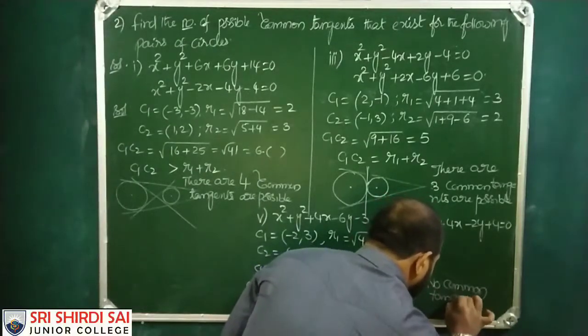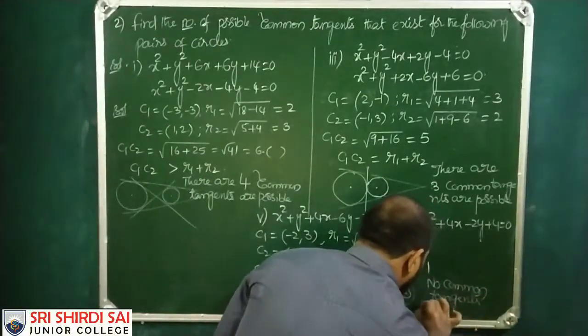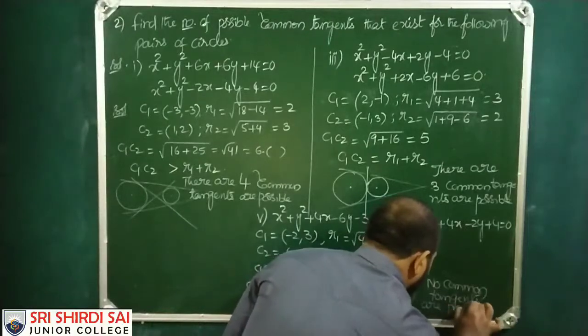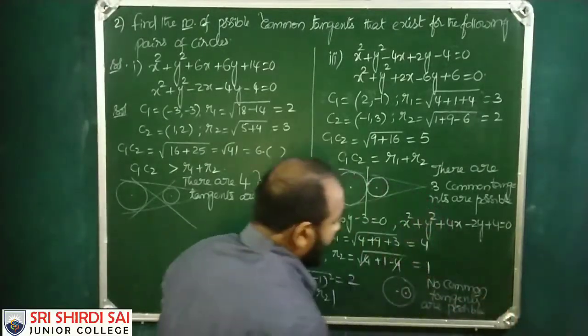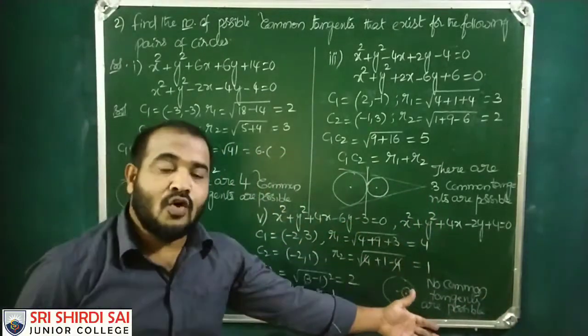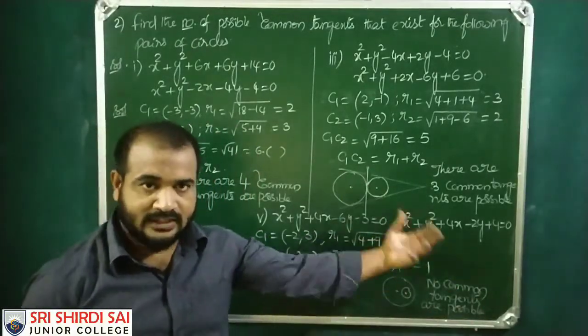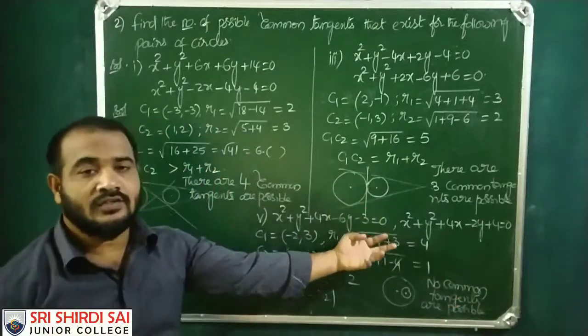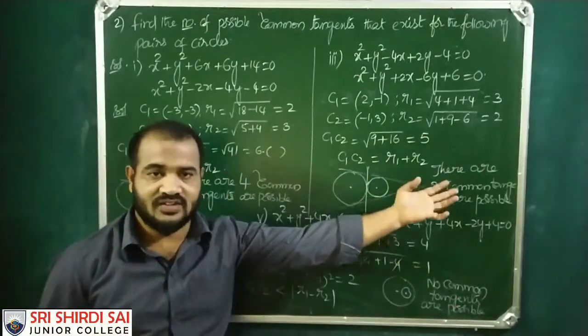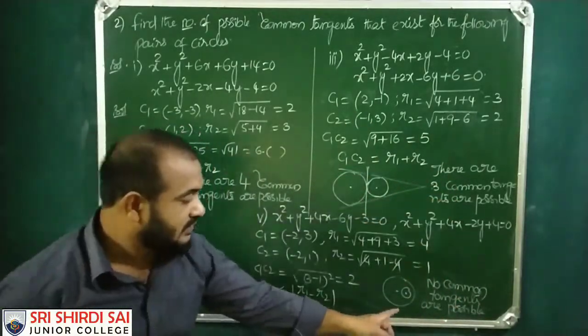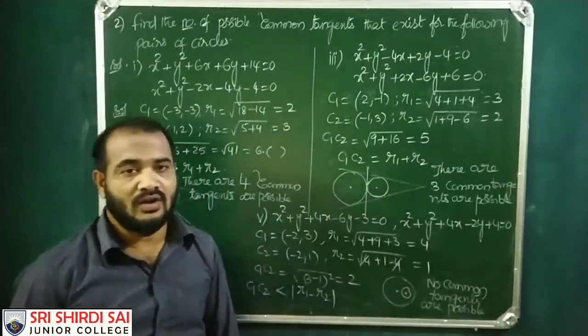No common tangents are possible. The number of common tangents we are able to express on the basis of the cases that we discussed yesterday. So, for this, no common tangents are possible.